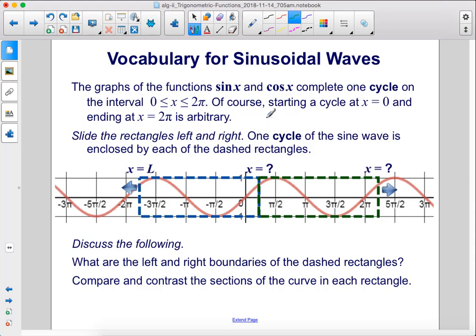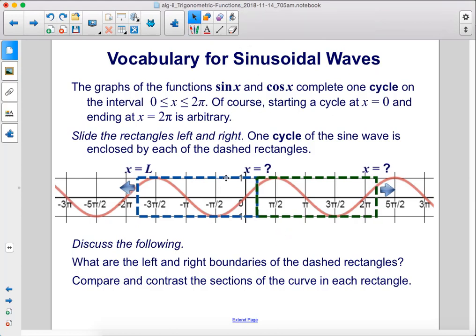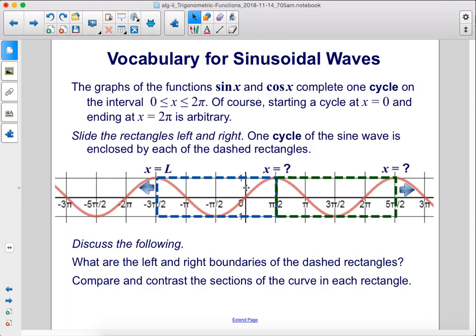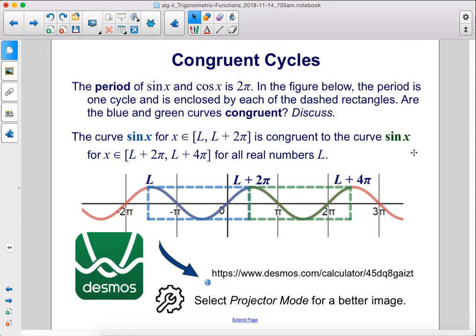Of course, starting a cycle at x equals 0 and ending at x equals 2 pi is arbitrary. Slide the rectangles left and right. One cycle of the sine wave is enclosed by each of the dashed rectangles. Discuss the following. What are the left and right boundaries of the dashed rectangles? Compare and contrast the sections of the curve in each rectangle. So we can move it there, or there, or there. The period of sine x and cosine x is 2 pi.